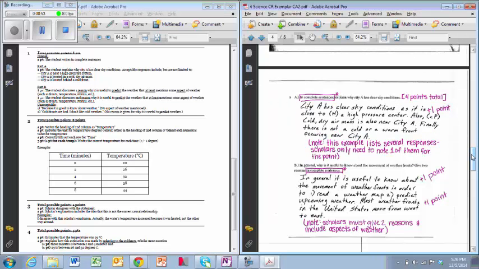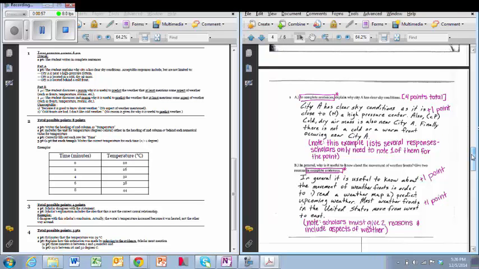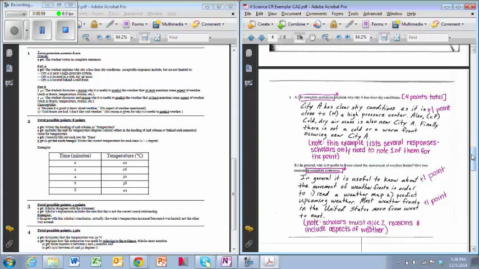So it could be that it's near a high pressure system, that it's located near a cold air mass, or that it's located behind a cold front. Here's an example that would get full points. Part A is worth just that 1 point, and so the example that's listed here has several responses that the scholar could write down. They only need to note one of them for the full point.